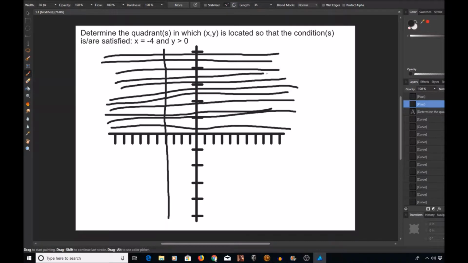And we see that the only quadrant in which the first and second condition are true together is in quadrant 2. So your final answer is quadrant 2.